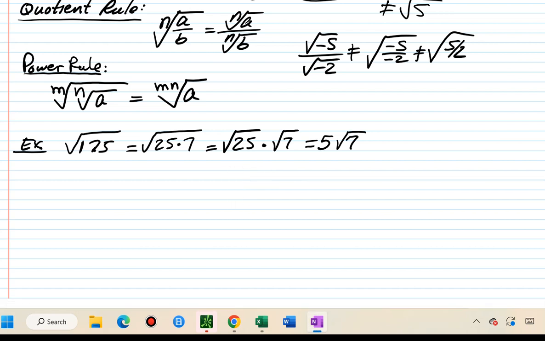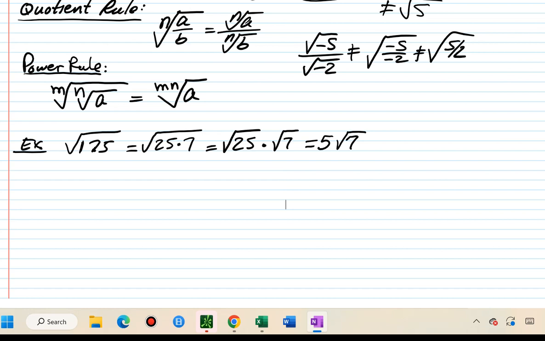But square root of 7, look at that one. Index 2, the power on 7 is 1. So this time, truly, this factor 7 is not raised to a power that is equal to or greater than 2. 1 is less. So we can't do anything with 7.